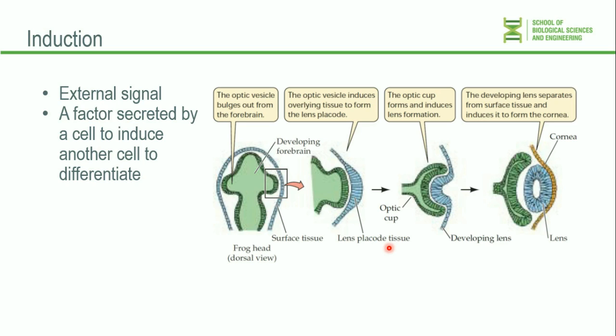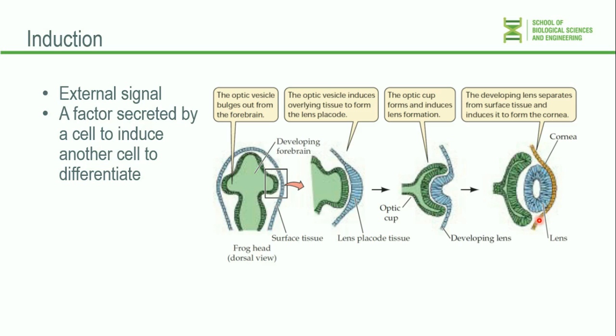Now, the optic vesicle continues to develop. It forms a cup, and it continues to induce these cells to become the lens, so that eventually this tissue here will become the lens that's inside of the eye. The lens in turn induces these other cells on the surface tissue to become the cornea.